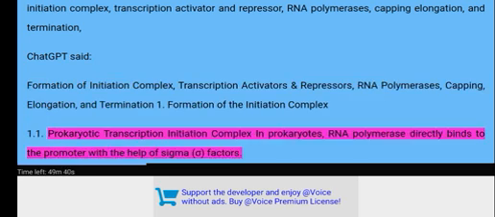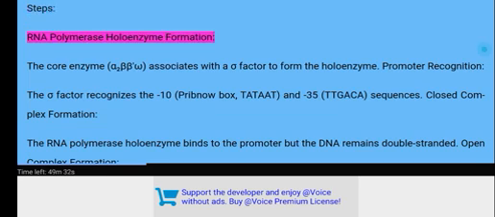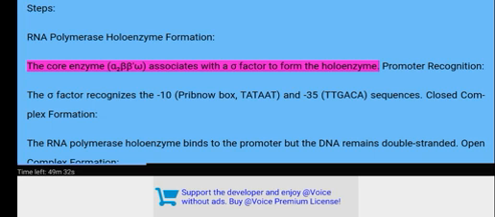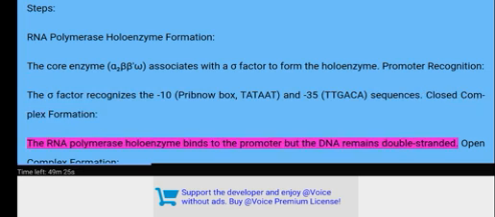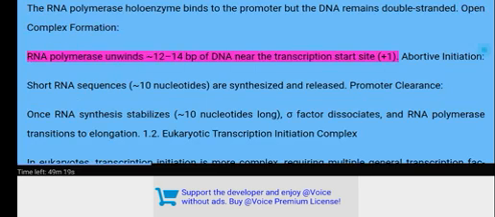1.1. Prokaryotic transcription initiation complex. In prokaryotes, RNA polymerase directly binds to the promoter with the help of sigma factors. Steps: RNA polymerase holoenzyme formation. The core enzyme α, β, β′, ω associates with a sigma factor to form the holoenzyme. Promoter recognition: the sigma factor recognizes the -10 Pribnow box, TATAAT, and -35, TTGACA, sequences. Closed complex formation: the RNA polymerase holoenzyme binds to the promoter but the DNA remains double-stranded. Open complex formation: RNA polymerase unwinds approximately 12 to 14 bp of DNA near the transcription start site, +1.